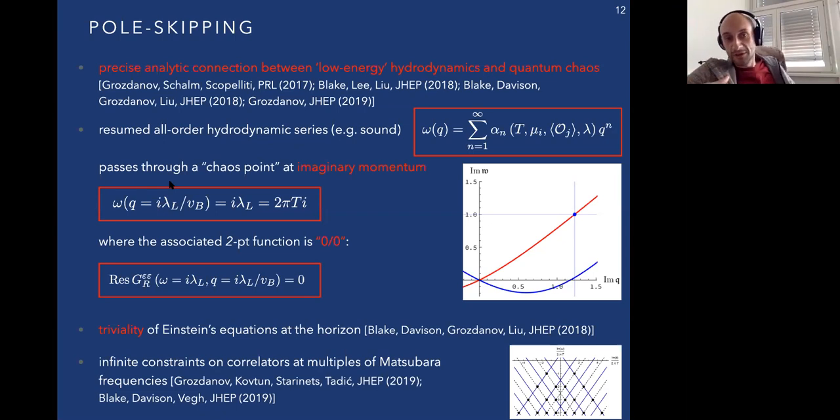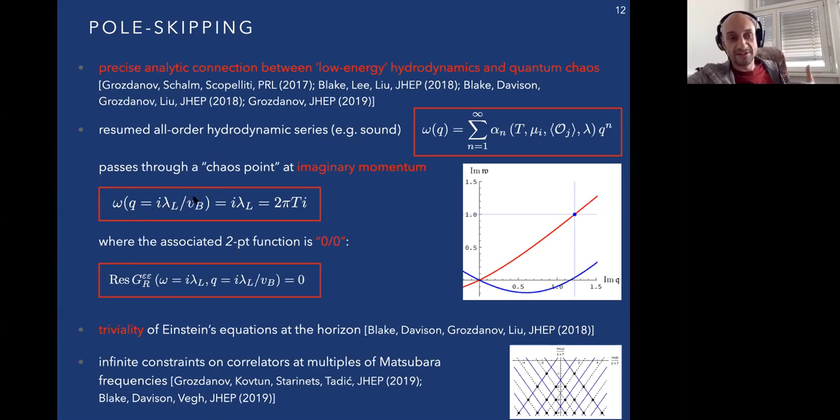So for theories that are large N, they can even have perturbatively small inverse coupling, so they don't need to be at infinite coupling. What happens in such theories is that this dispersion relation, let's take the sound mode, has some coefficients that can depend on, I don't know, 700 chemical potentials, whatever you like. All of these dispersion relations will go through a predetermined point. So this curve will go to a predetermined point, which is determined by quantum chaos. The statement here is that omega as a function of q, which is imaginary, equals i times lambda L over v_B.